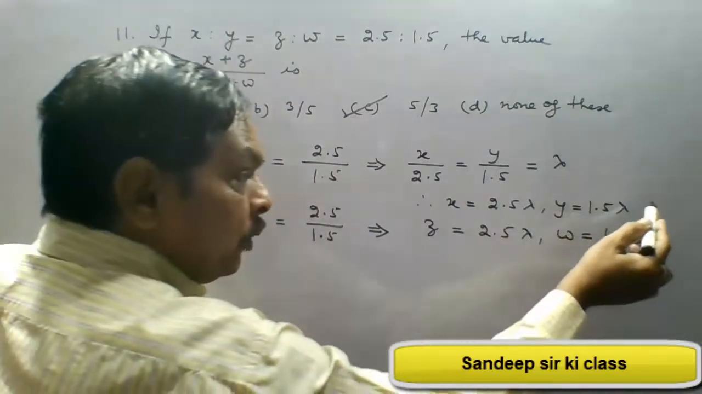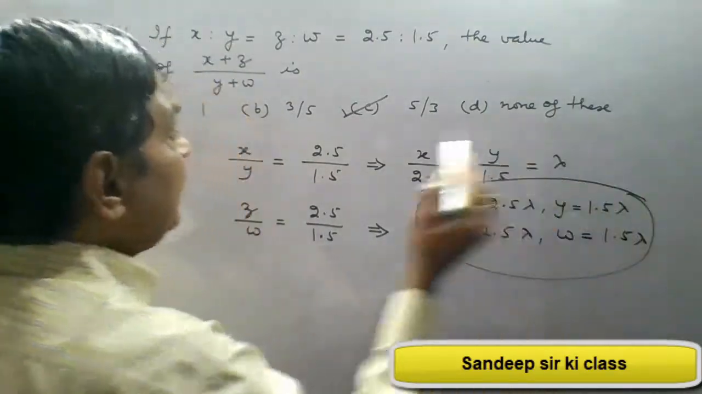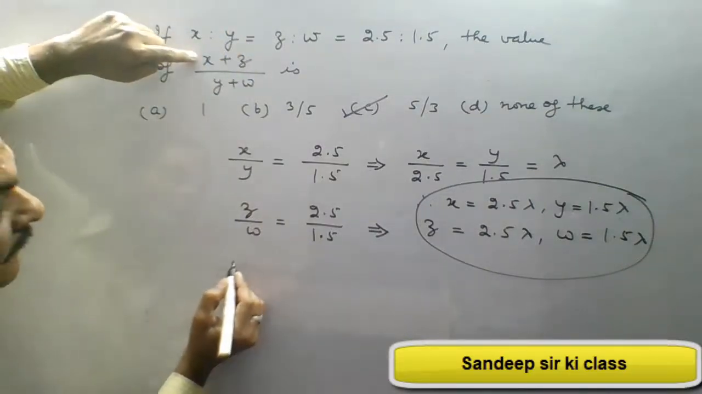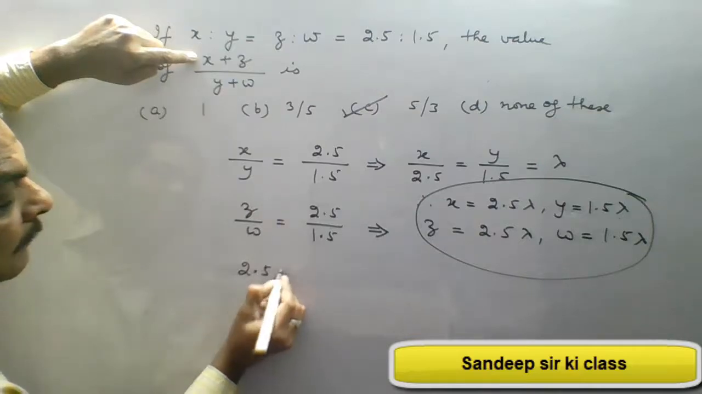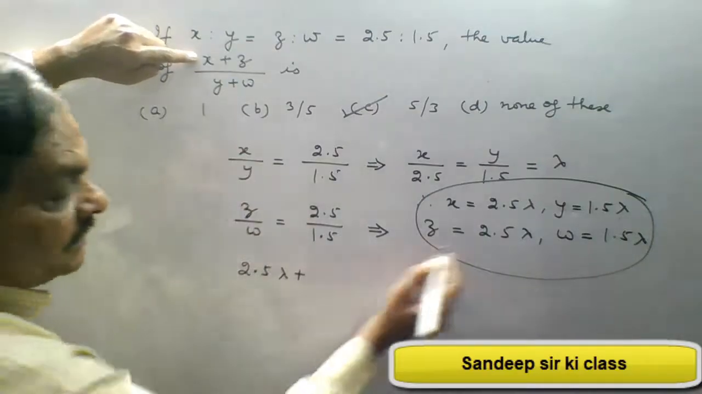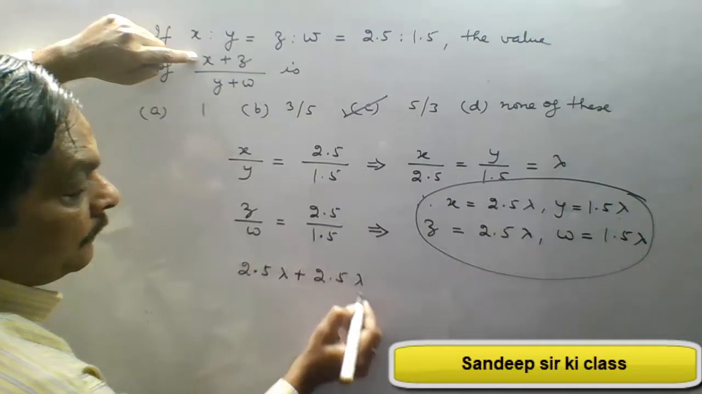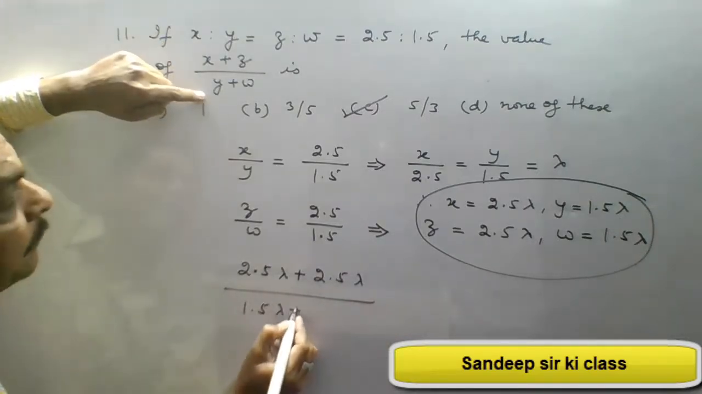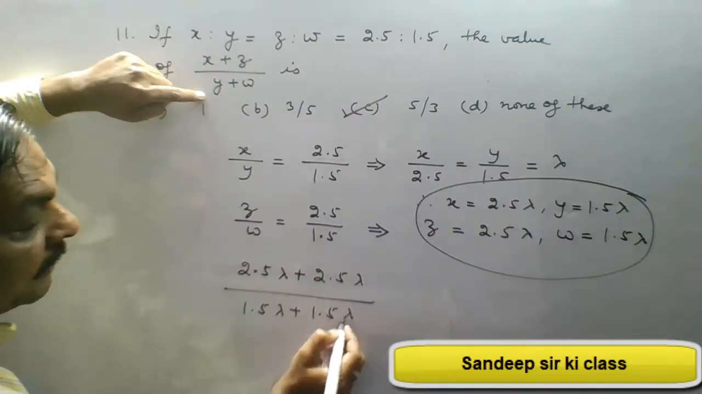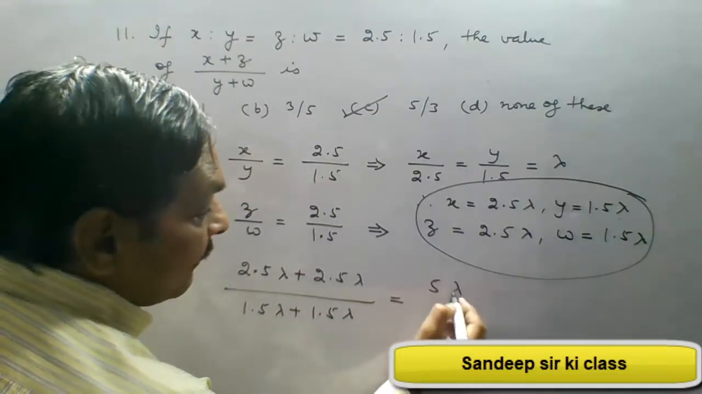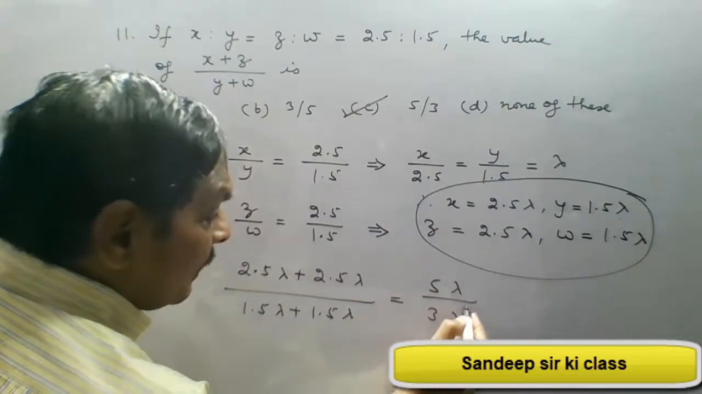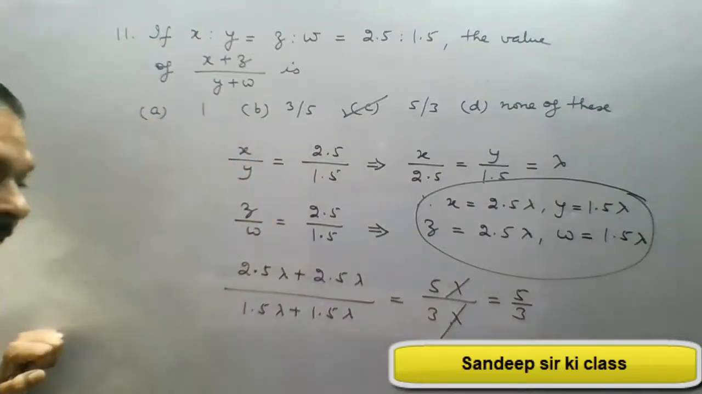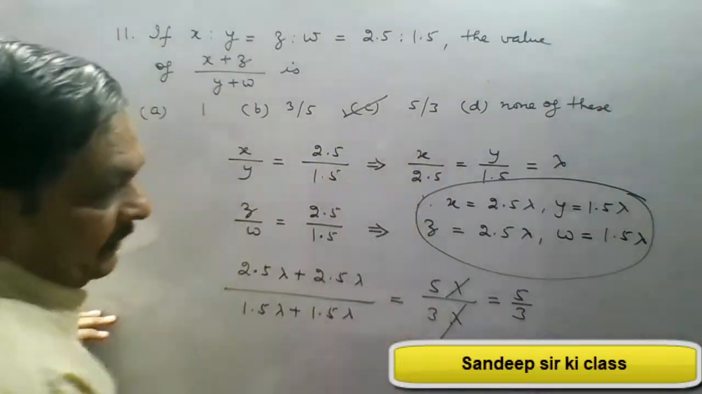Now, if we put these values in X plus Z upon Y plus W, then we get 2.5 lambda plus Z is 2.5 lambda upon Y is 1.5 lambda plus W is 1.5 lambda. This means 5 lambda upon 3 lambda. Lambda and lambda are cancelled, which gives us 5 upon 3. Hence, our option C is correct.